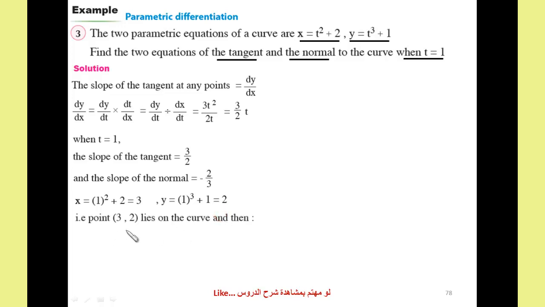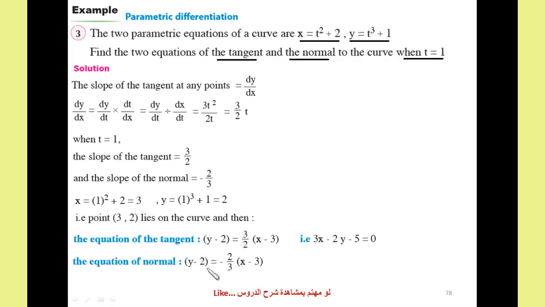At the point (3, 2), which lies on the curve, the equation of the tangent is y minus 2 equals 3 over 2 times x minus 3. The equation of the normal: of course this is the simplest form, you can do it yourself, make it the simplest form. Equation of the normal: y minus 2 equals its slope, negative 2 over 3, multiplied by x minus 3, and it means 2x plus 3y minus 12 equals 0.